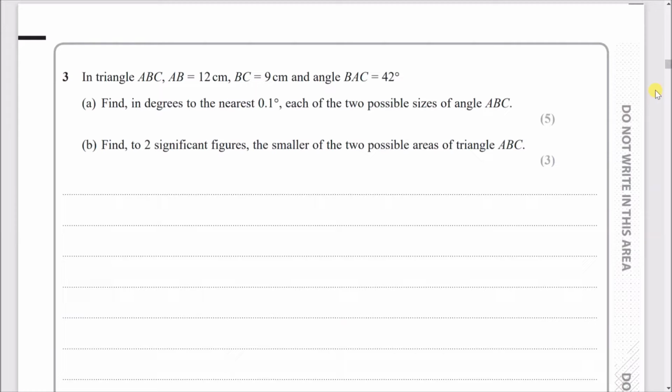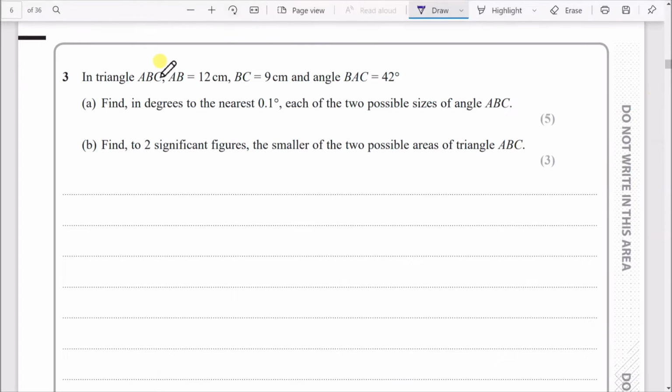Alright, cool. Now, in triangle ABC, AB equals 12 and BC equals 9, yeah? And angle BAC equals 42 degrees. Cool. So let's just sketch this out for a second. So you got A, B, and C. AB is 12, BC is 9, angle BAC is 42.